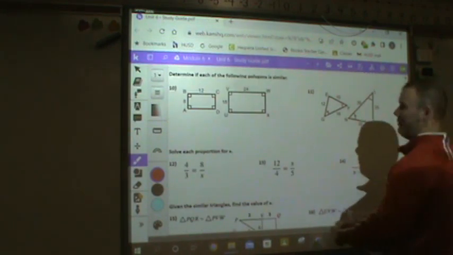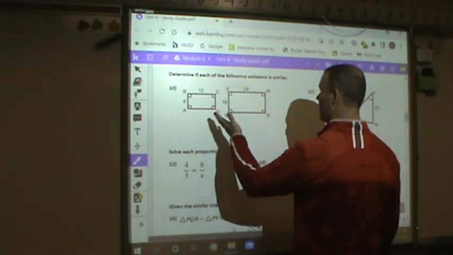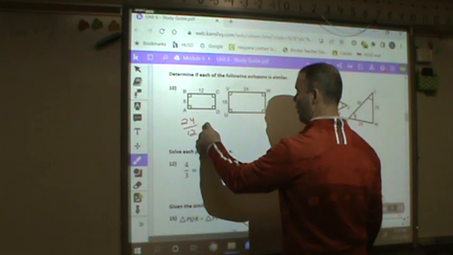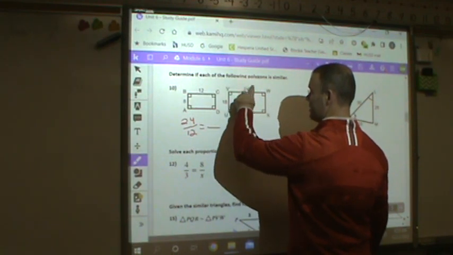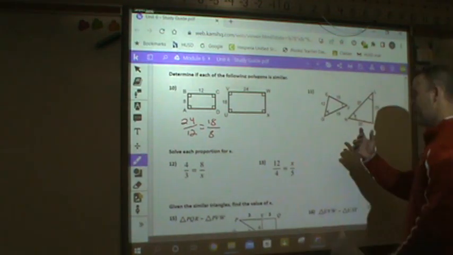Next section, 10 and 11, compare, determine if they're similar. If they're similar, you're going to compare same sides to same sides. So 24 over 12, same sides, top to left, 18 over 8. If those reduce to the same, they're similar.